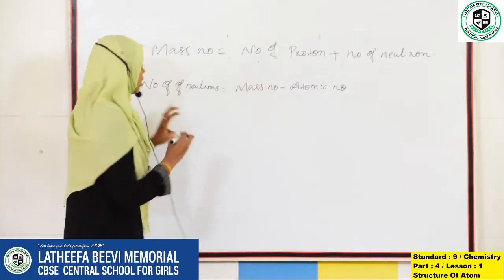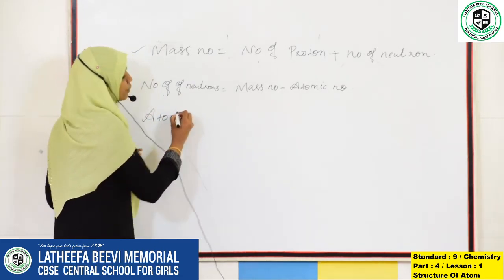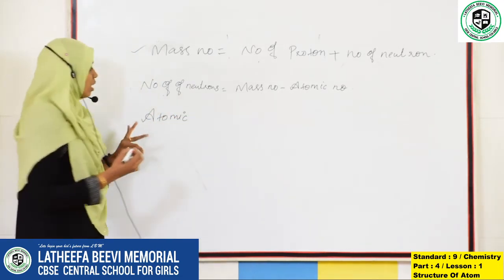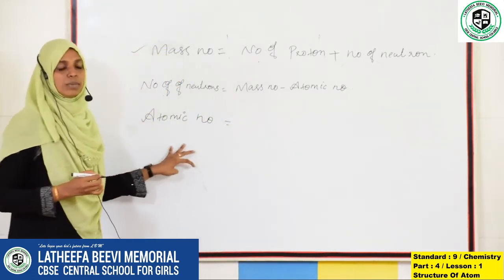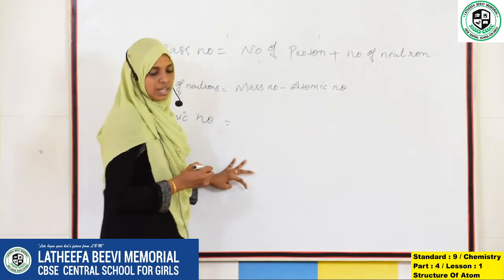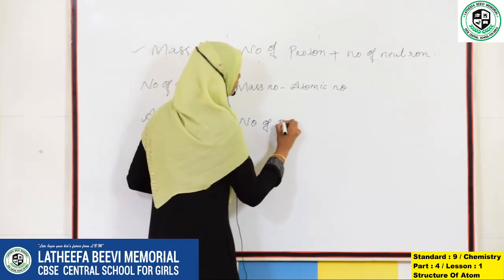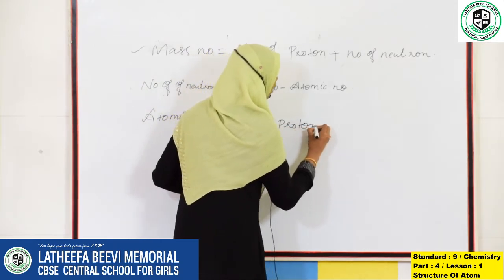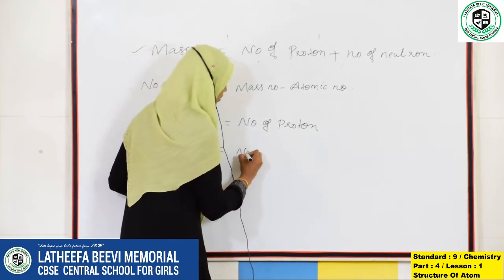And atomic number, we learned that the number of protons in an atom is called atomic number, or otherwise we can say that atomic number is equal to what? Number of protons, and also it is equal to the number of electrons. Okay.